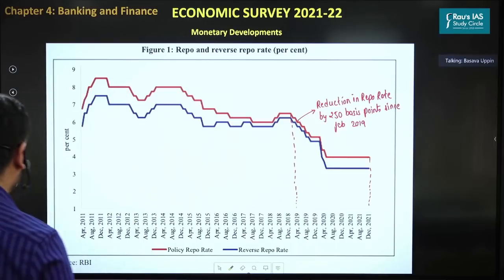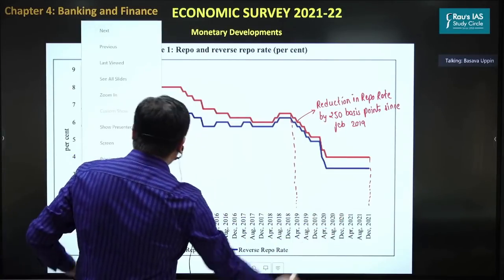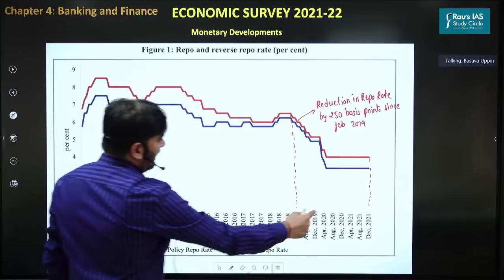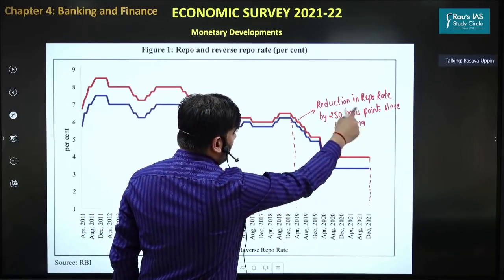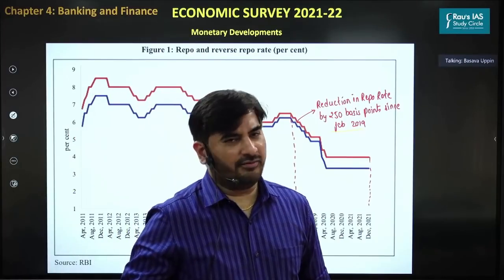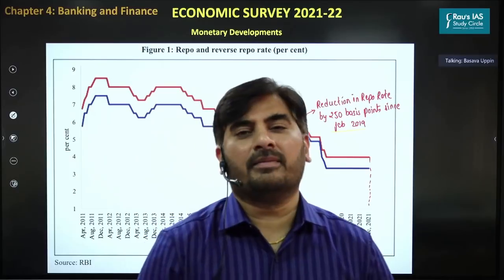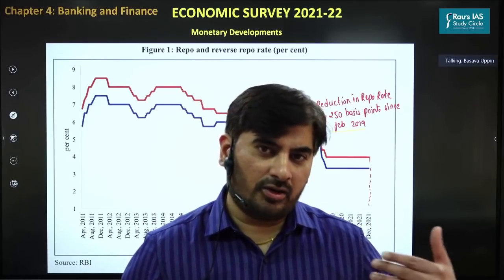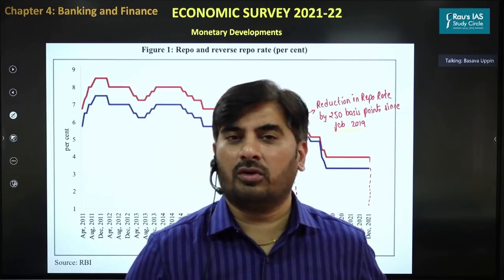Right now, the repo rate is at its lowest level in the last 10 years. As you can see, from April 2001 to April 2021, the repo rate is at its lowest level. And since February 2019, the repo rate has got reduced by 250 basis points. Not important from the perspective of the prelims examination. What you just have to understand is that RBI has reduced both repo as well as reverse repo in order to support economic growth and development.